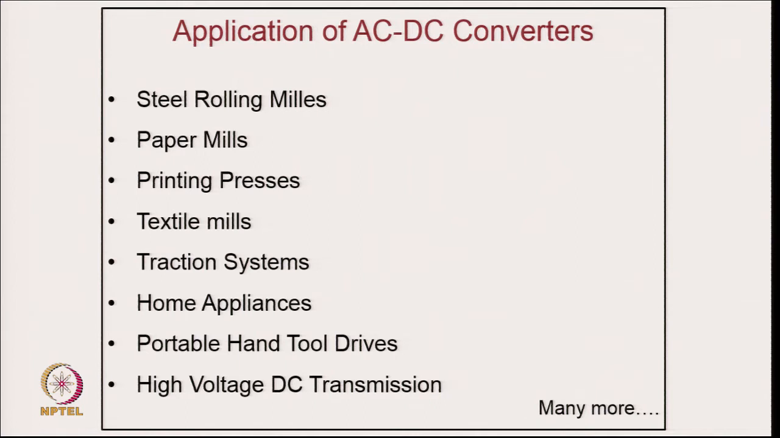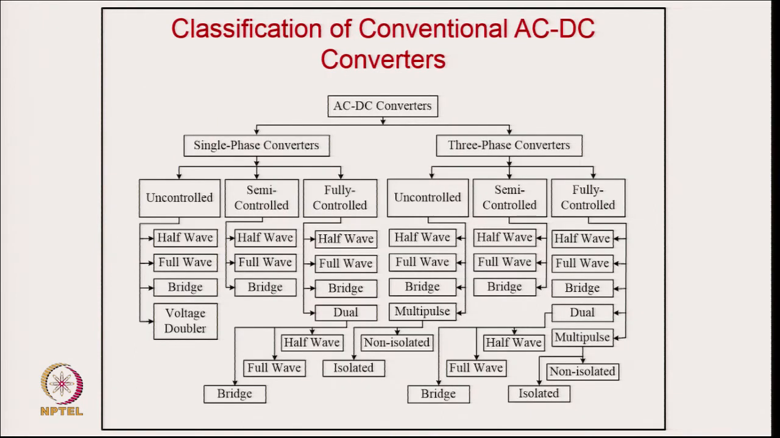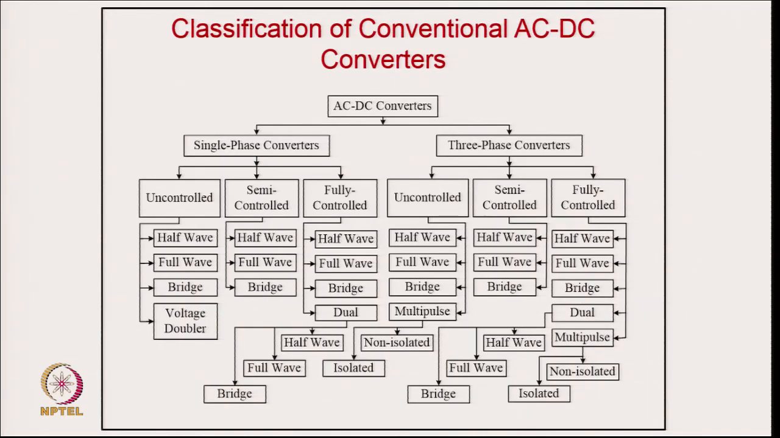So, there are plenty of examples of AC DC converters which we use. If we talk about the classification of conventional AC DC converters, most of these create power quality problems at the grid, because most of the application interfaces are through these AC DC converters. We can classify them into two broad categories, single phase and 3-phase converters.